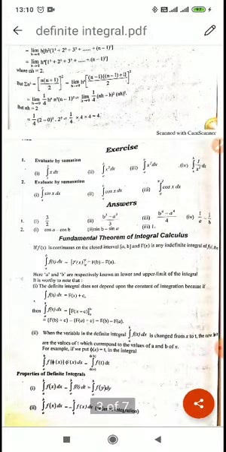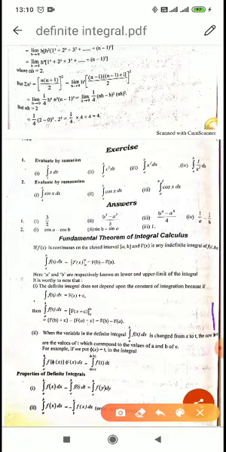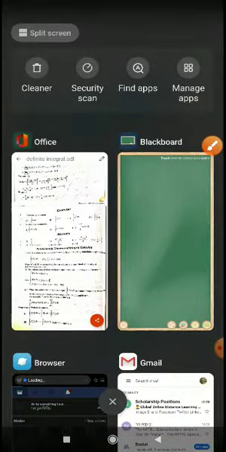Again, go for this question. Go for this one. Okay, what is the question?